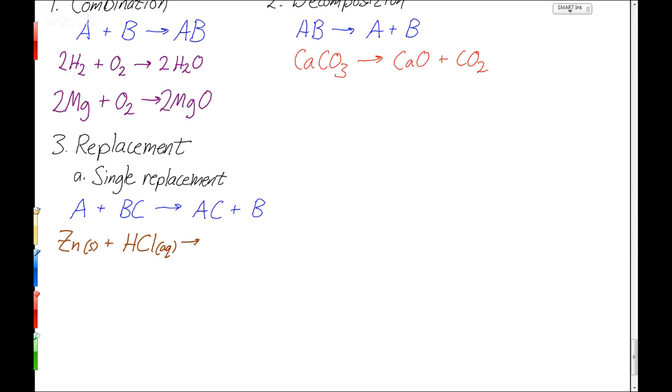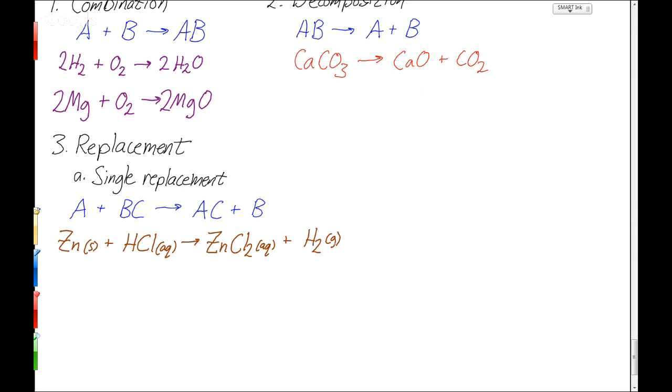Anybody know what the typical charge of zinc is? It's one of those weird ones. Yeah, it's in the transition metals, but it always makes a plus two charge. So that's one that we maybe couldn't predict if we didn't know that. We'd know the chlorine goes with the zinc, but we might not know exactly what kind of compound that makes. So I will just tell you that it makes zinc chloride and then hydrogen gas is left over.